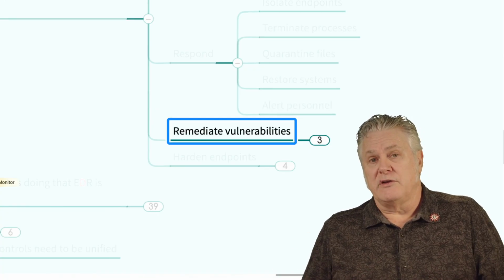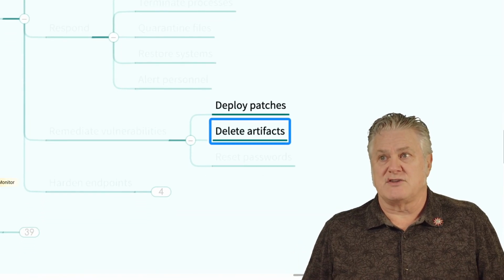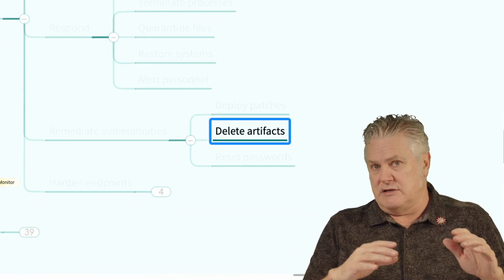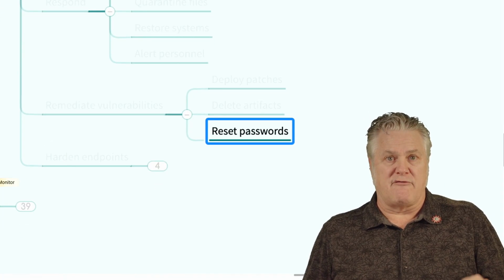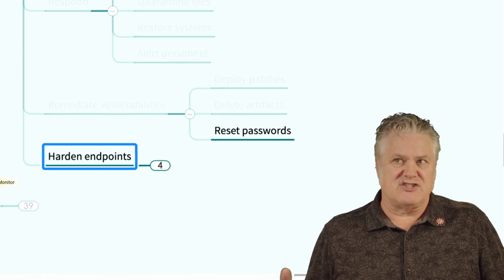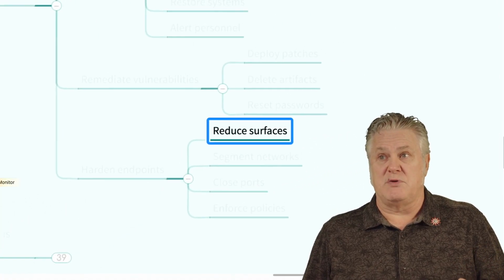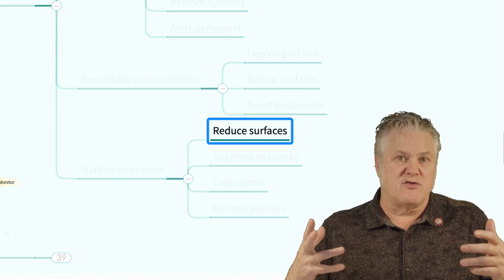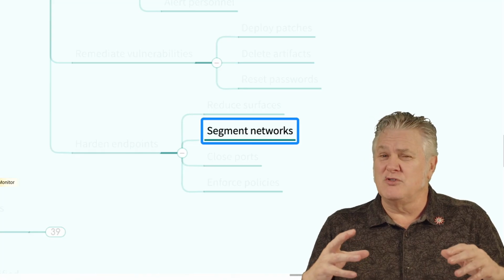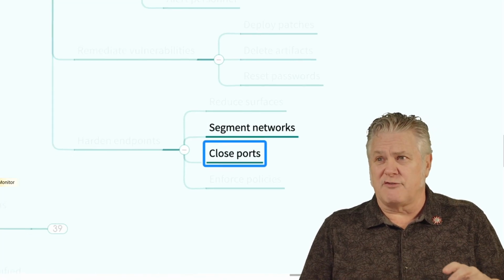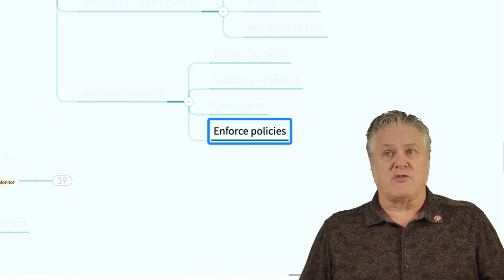Now, if there are vulnerabilities on the box, what are we going to do? Well, we're going to deploy patches. That's how you normally do that, through your patch management process. We may delete artifacts unless we've got a forensics issue that we run into, and we're going to reset passwords for that user and force them to get a new password so that the adversaries can't use the old one. Eventually, what we're going to do is we're going to harden those endpoints through a process that could be reducing the surfaces by taking away those pieces of software that are there, segment the networks themselves. Now, we won't do that with the EDR. We'll do it with a different tool. We'll close the ports on that individual workstation. We could do that, and we can enforce the policies.